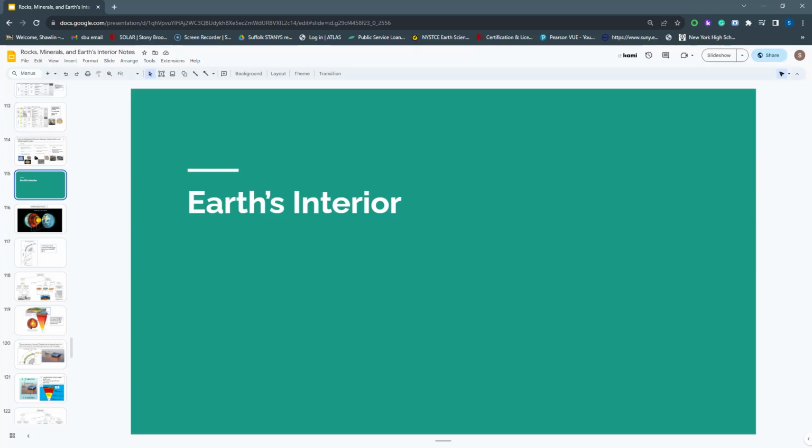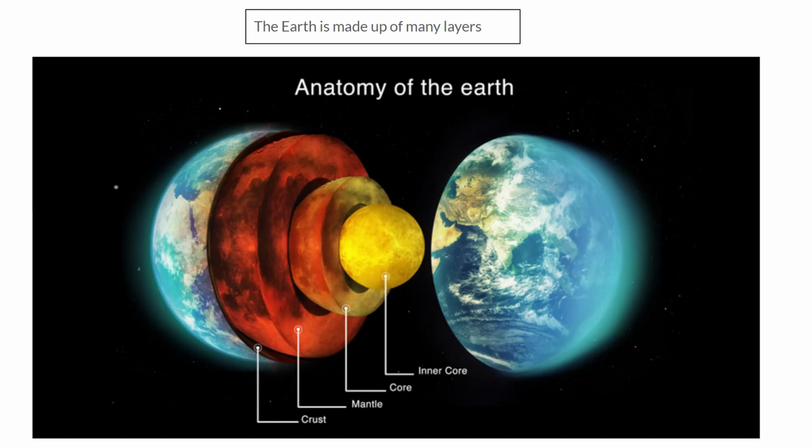Hi everyone. Today we're going to be talking about the Earth's interior, specifically the layers of the Earth. So let's get started. The Earth is made up of many layers, specifically the outermost part, which is the crust, the mantle, the outer core, and the inner core. We're going to go more deeply into it as we go in the video.